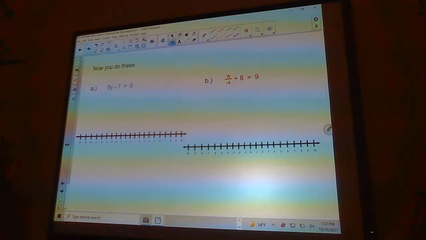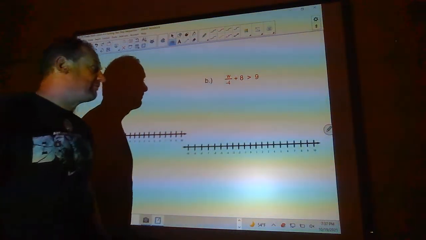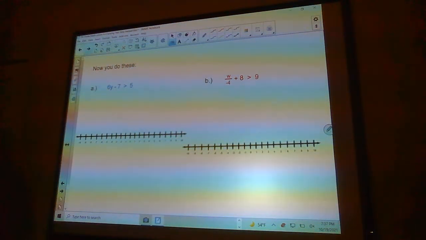Okay, so now you're going to get to try these two problems. 6y minus 7 is greater than 5. w divided by negative 4 plus 8 is greater than 9. Go ahead and pause the video here, do these two problems, then jump back on and see how you did.